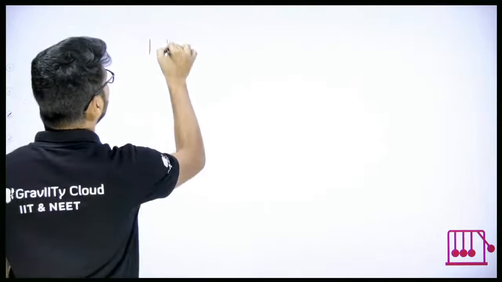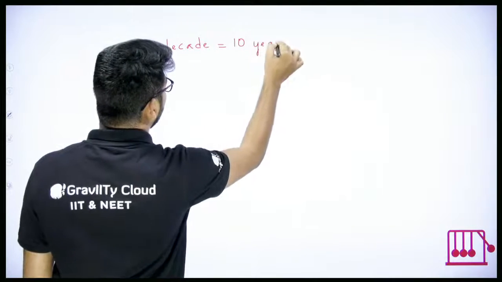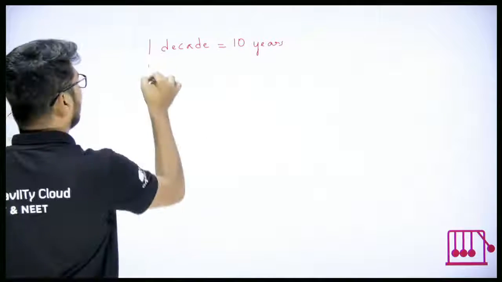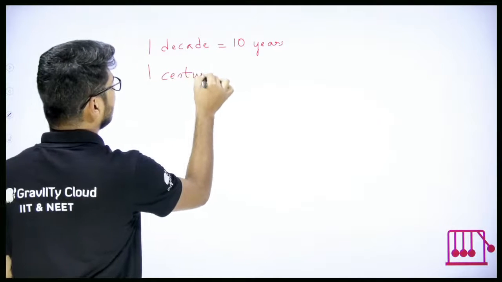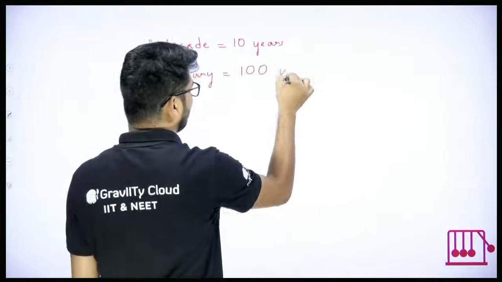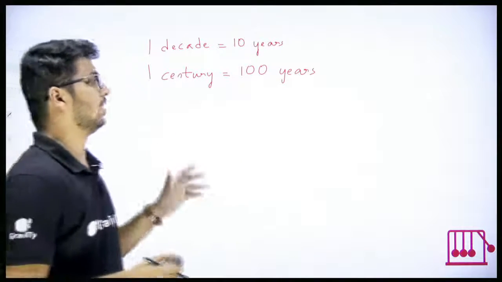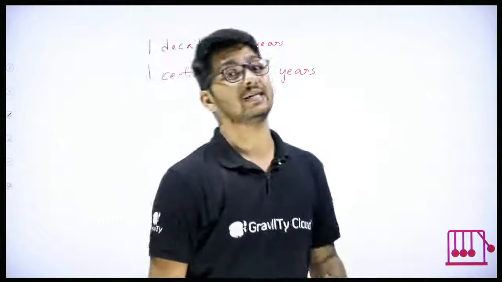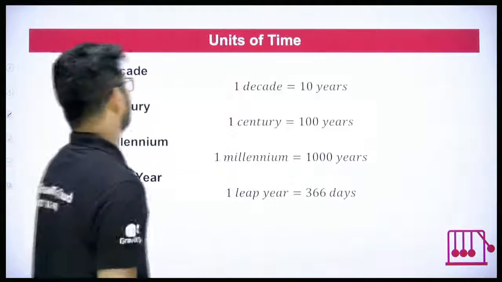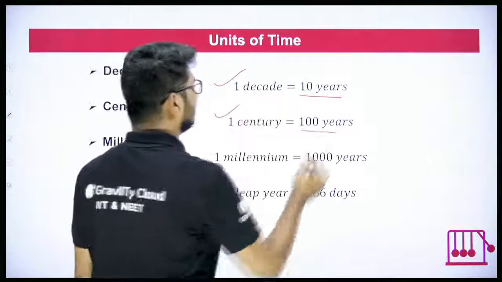Have you heard about a decade? Yes or no? What is 1 decade equal to? 1 decade is equal to 10 years. What about 1 century? What is 1 century equal to? 1 century is equal to 100. You know about century in cricket. Century is 100. So when we say 1 century, it is equal to 100 years. Clear? So keeping that in mind, 1 decade is 10 years.